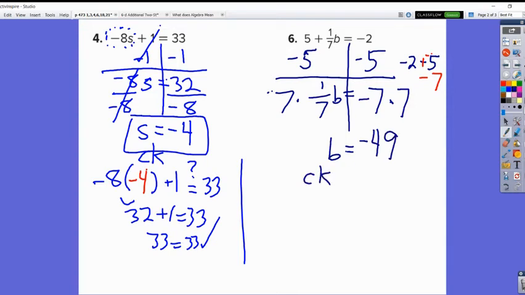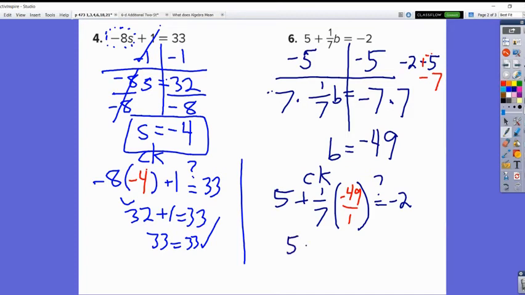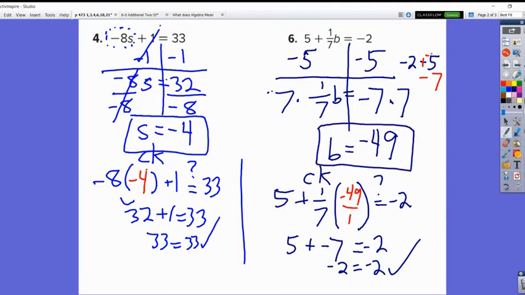And the check, let's see, 5 plus 1/7 times -49. We'll see if that comes out to be -2. In here, I'm going to substitute in my -49 over 1. Okay, and that's order of operations again. So I'm going to do 1/7 times -49, which is -7. And -5 plus -7 is -2. So -2 equals -2. Check. That's the right answer. B equals -49.